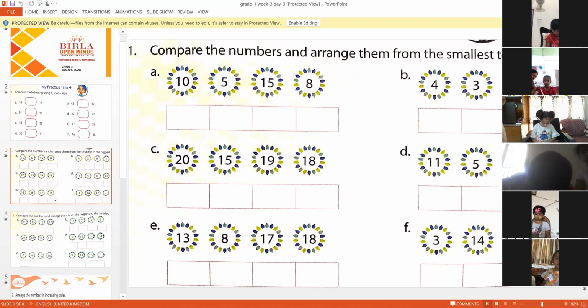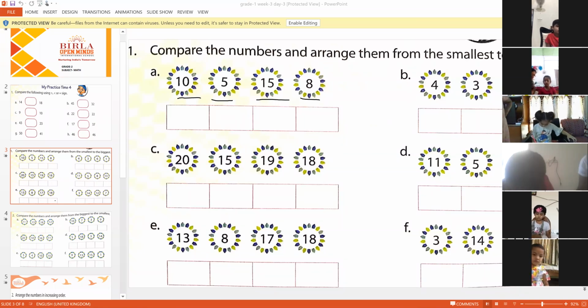So, children, you have your numbers in the first bit: 10, 5, 15 and 8. Just remember one thing, that a 2-digit number is always greater than a 1-digit number. Just children, wait for 1 minute.